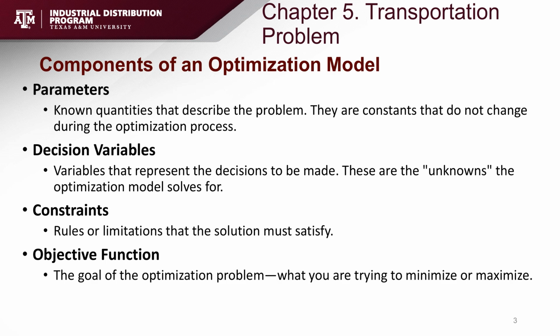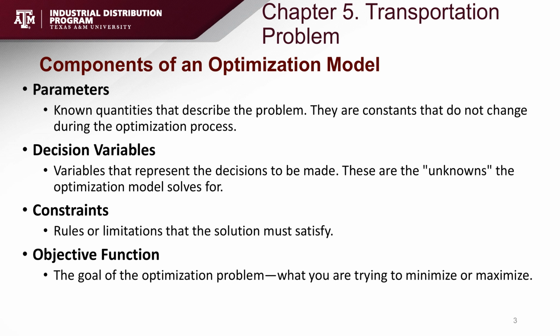All right, before we model anything, let's get the vocabulary straight, because every optimization model has the same 4 pieces. First, parameters. These are the known quantities that describe the problem, basically the constants that don't change while we solve. Think how much it costs to ship a product from plant to warehouse, capacity of each plant, and demand at each warehouse. Second, decision variables, the unknowns the model solves for, like the actual decisions we get to make. For example, how many products we will ship from Dublin to Chicago.